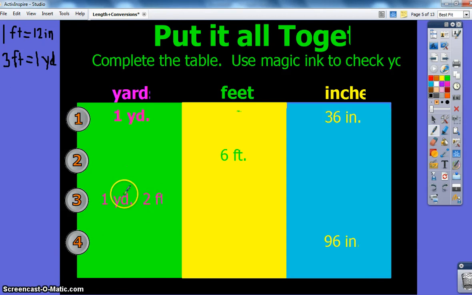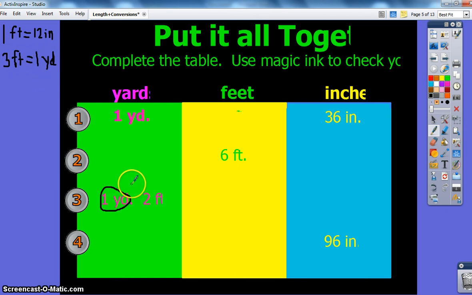Okay, we left off right here on this problem. 1 yard and 2 feet equals how many feet? Well, now I have to convert all of this into feet. So let's start with this part right here, 1 yard. How many feet is 1 yard? Well, if you look at your star chart, it tells you that there are 3 feet in 1 yard.